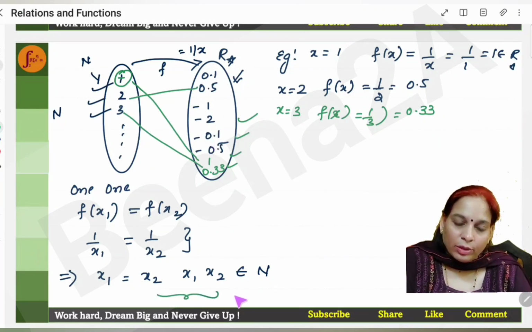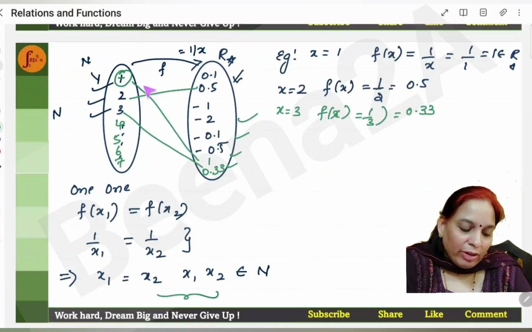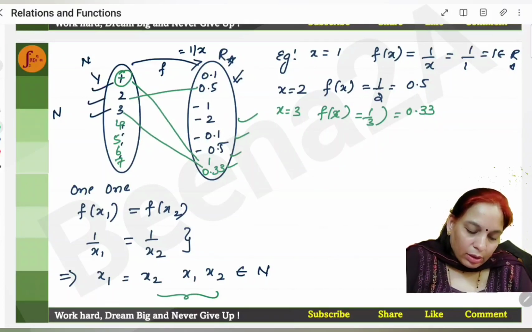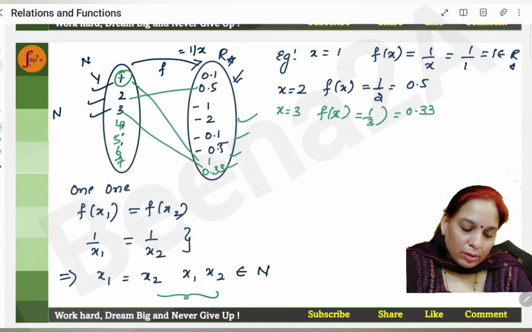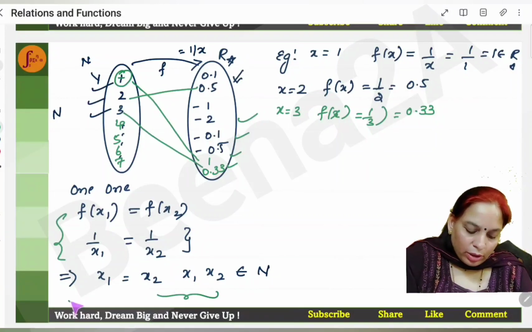Therefore, you can say x1 is equal to x2. For every element that you take in natural numbers, any number you take in this set, it will have an image in this particular set. So therefore, either you use an example or use this particular method, you can prove that it is 1 to 1, because here x1 is equal to x2. Therefore, function is 1 to 1.